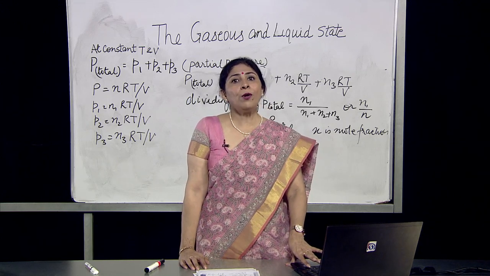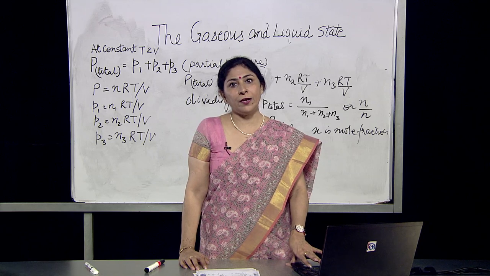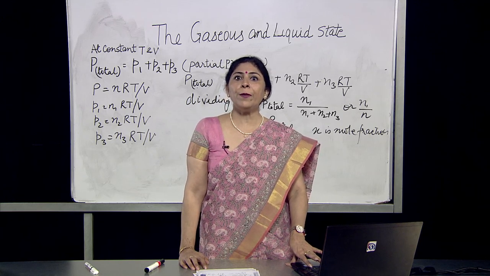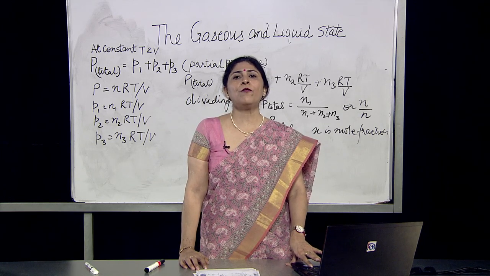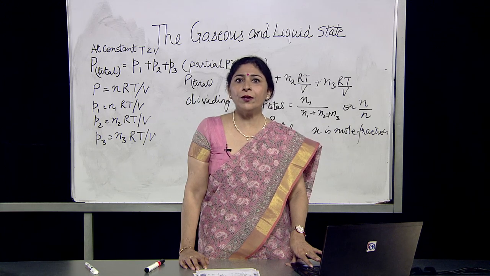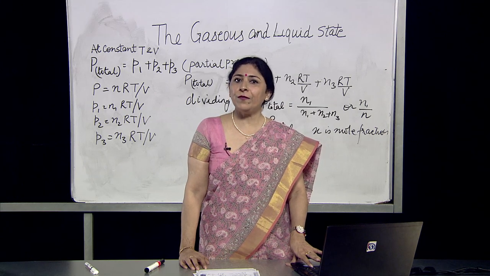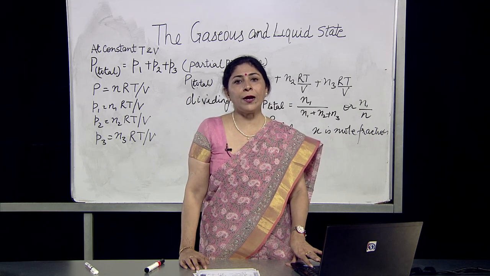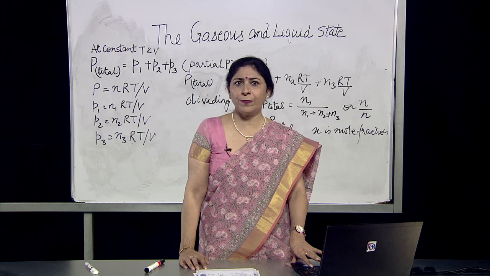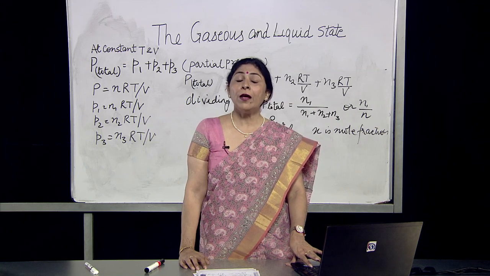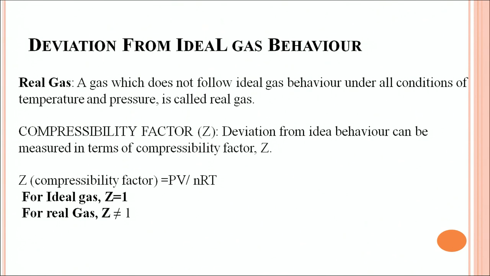But all the gases do not behave ideally. So the gas laws mentioned are strictly valid for ideal gas under all conditions of temperature and pressure. Real gases show deviation from these laws at low temperature and high pressure. So what are the deviations? A real gas is a gas which does not follow the ideal gas behavior under all conditions of temperature and pressure.